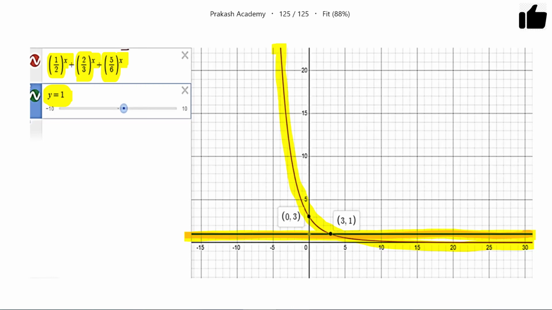Now f(x) and g(x) are basically crossing at this point. And this point's x coordinate is 3 and y coordinate is 1. So this means x equals 3 is a solution. At x equals 3, what is the value of y? The y value, that is the value of f(x), is equal to 1. And at the same time g(x) value is also equal to 1.